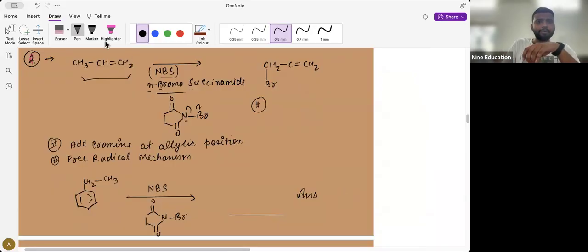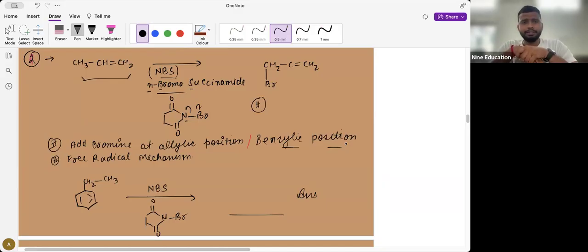Always remember, when you have bromine with an alkene, it will come at the allylic or benzylic position. You have to see the free radical stability, on which position the free radical is more stable. On that it will be.